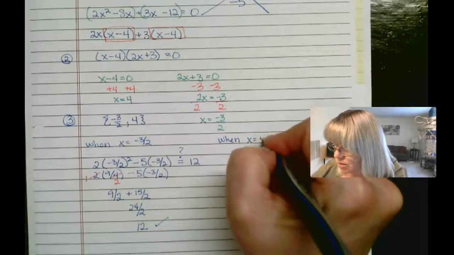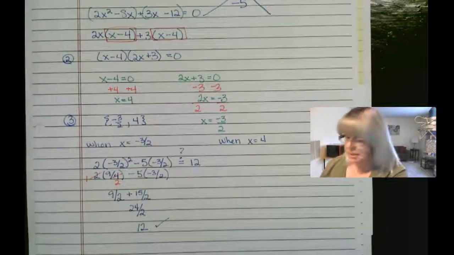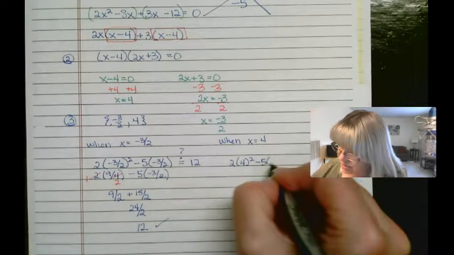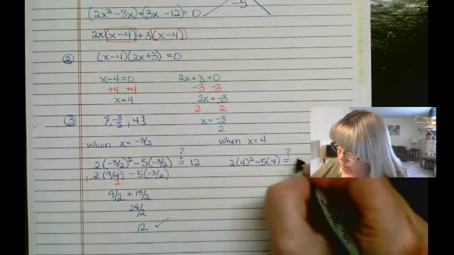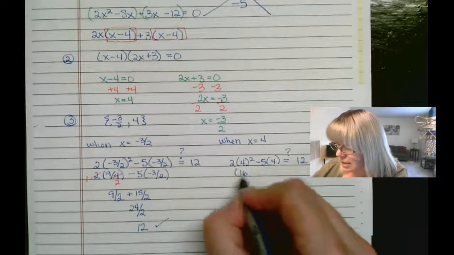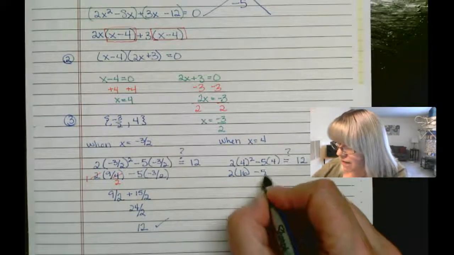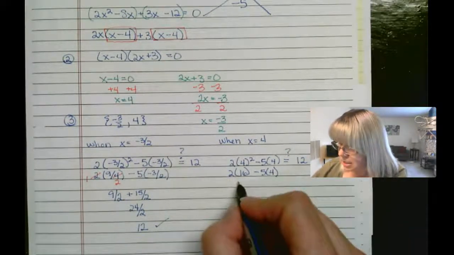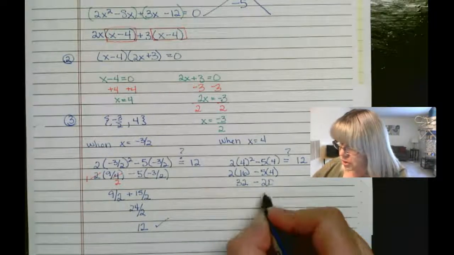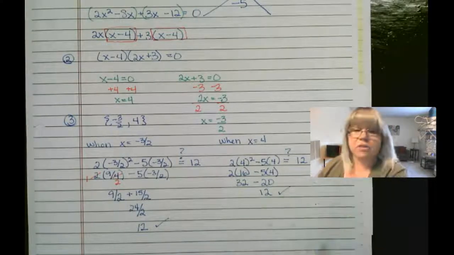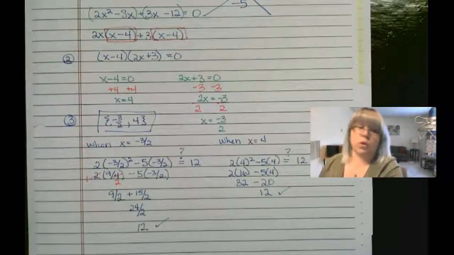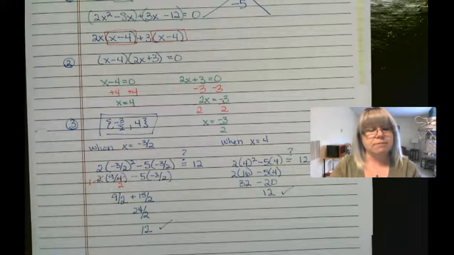When x equals 4, let's see what happens. We have 2 times 4 squared minus 5 times 4. Does that equal 12? 4 squared is 16, times 2 is 32, minus 5 times 4, which is 20. And 32 minus 20 is 12. And 12 does equal 12. We found our 2 solutions. So our 2 solutions indeed are the correct solutions to our equation.